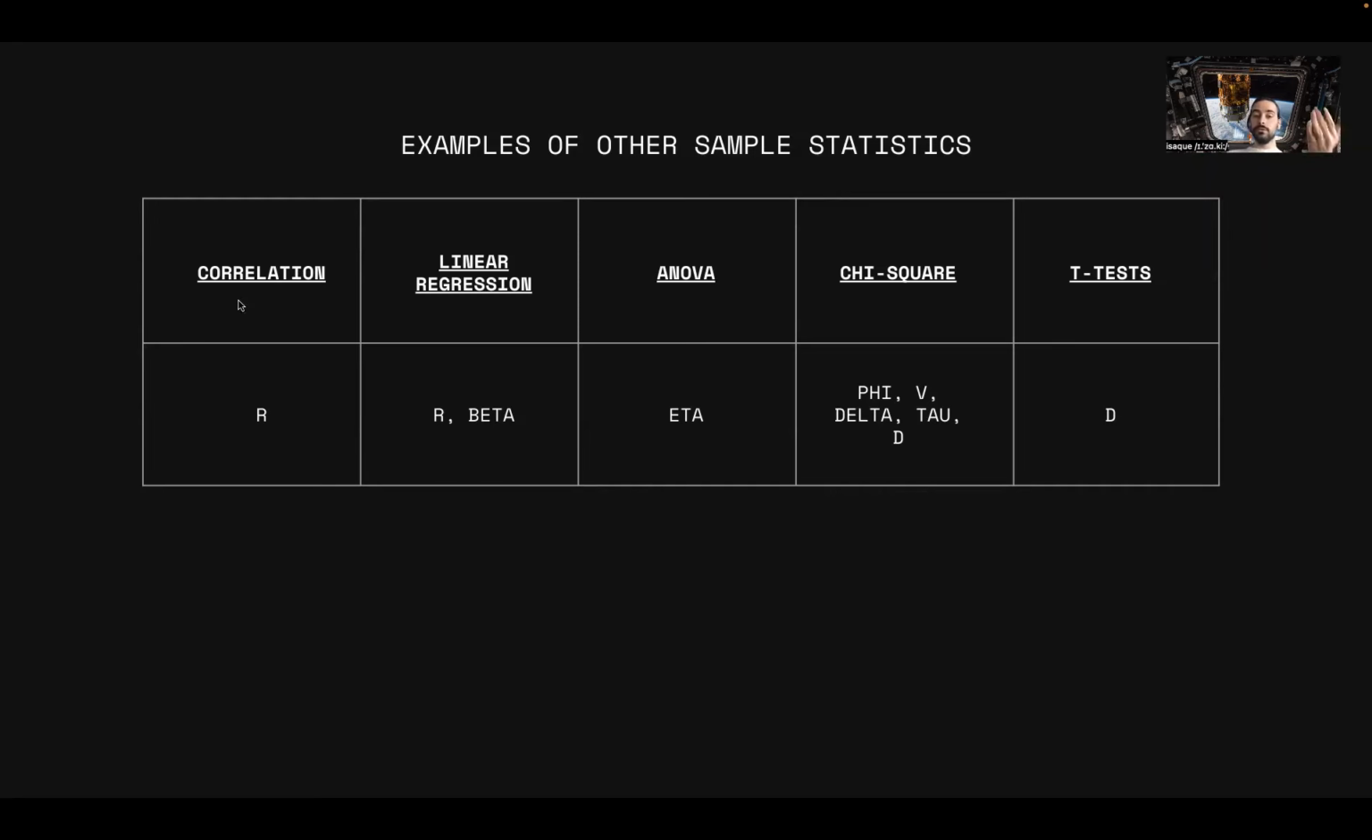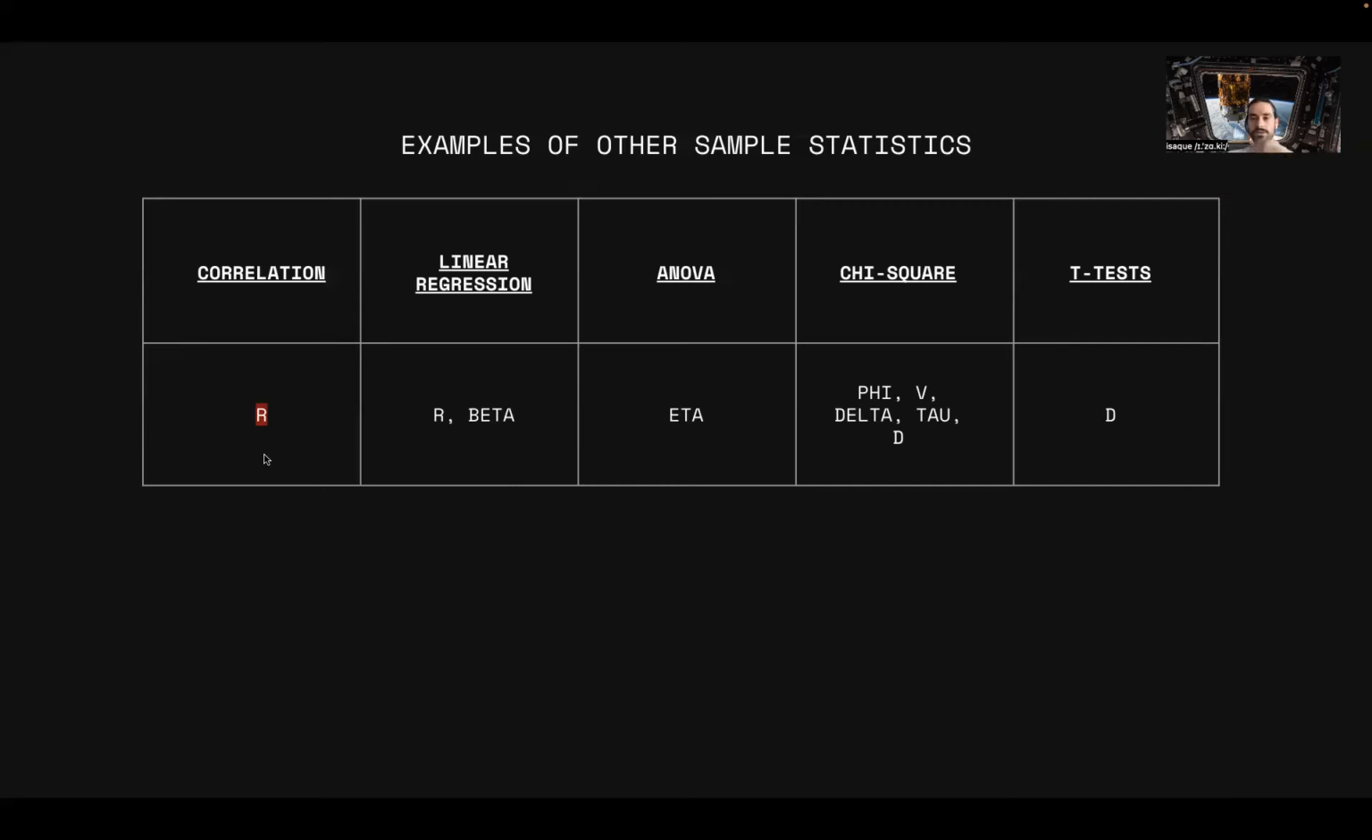For example, correlation has a correlation coefficient called R. Linear regression has a linear coefficient called R, or also a coefficient called beta, the beta coefficient, which we're all going to learn later on. The ANOVA has the eta, and chi-square has a whole bunch. Each one of these, you could use the same procedure that we're going to do right now to derive a sampling distribution from. So let's just show you with an example of a correlation.